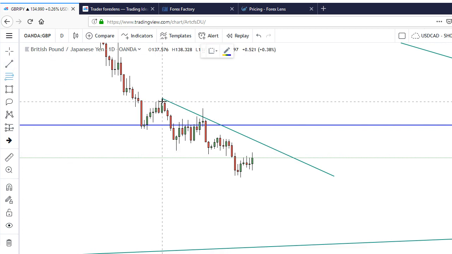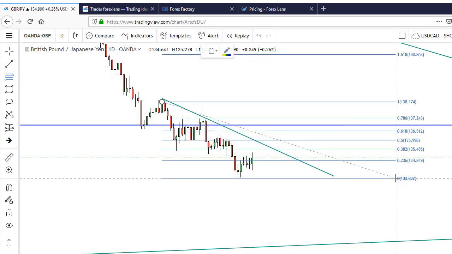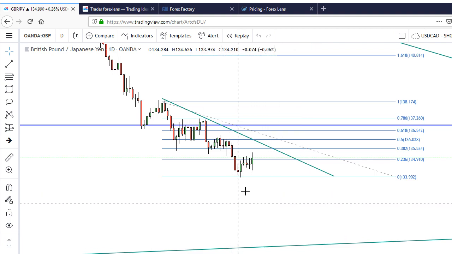So maybe look for entries somewhere here and then a push down below. If you're into fibs, we can plot fibs just to see where we can retrace. So right around 38.2 is where we meet this trend line. So look for entries around here to go short.